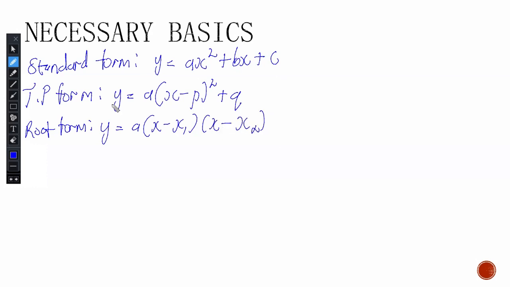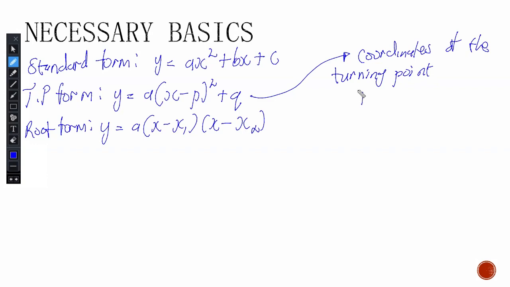Now, there are conditions for using the turning point form and the root form equation. Most of the time, we focus on the turning point form if we are given the coordinates of the turning point, which we usually substitute into p and q. Your x-coordinate of the turning point is p, and your y-coordinate of the turning point is q. So we need to have the coordinates of the turning point here.